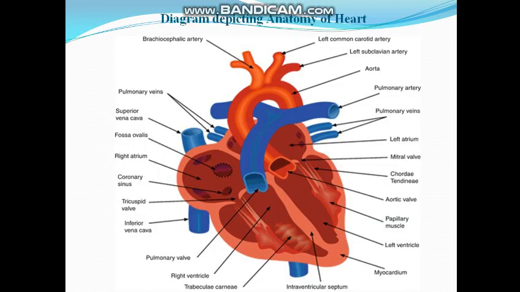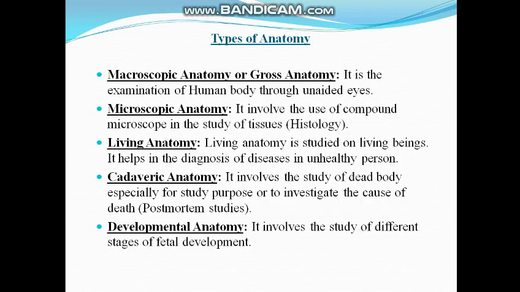This is the diagram of the heart. We will study about it in detail in the next unit. Mammalian heart has 4 chambers: right atrium, left atrium, right ventricle, left ventricle. We will study it in detail in our next unit. For you, the work is you have to practice the diagram of the heart in your copy.